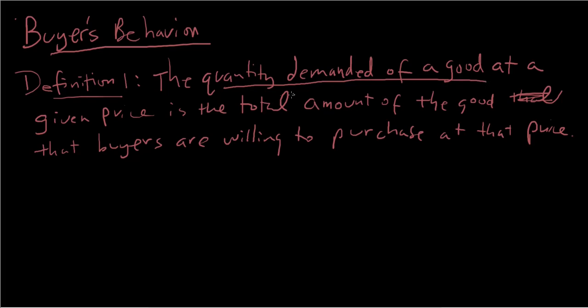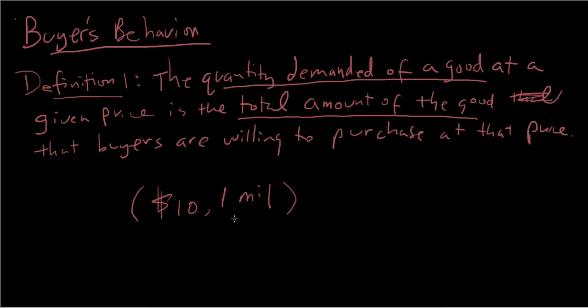So what this does is, give me a price. Say it's a given price, say $10. Suppose the product price is $10. Then you count all the total amount of the good that the buyers are willing to purchase at that price. So say at $10, if you count the total amount of the good that buyers are willing to purchase, say it's 1 million units. Then this pair is the quantity demanded at $10.